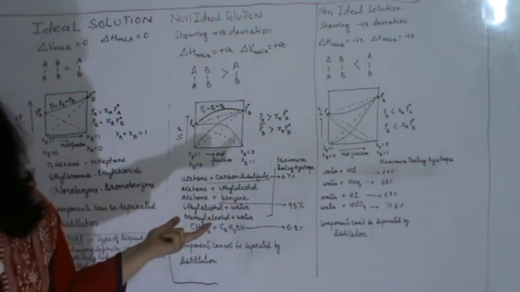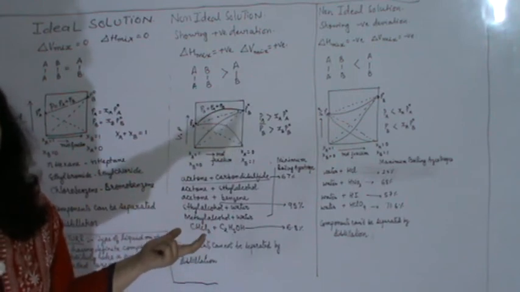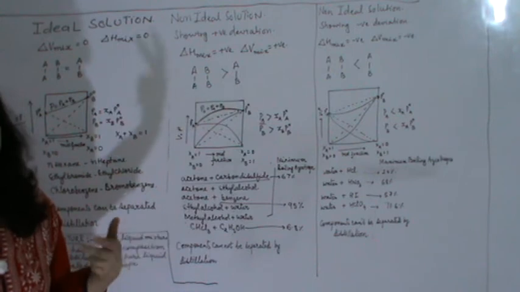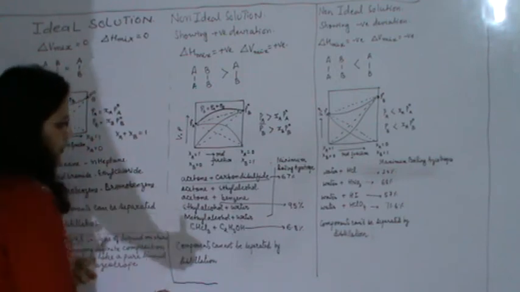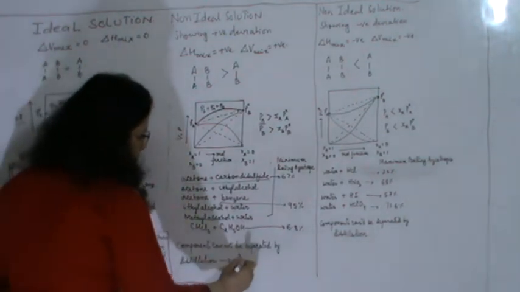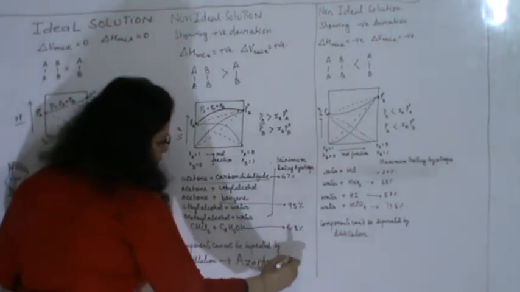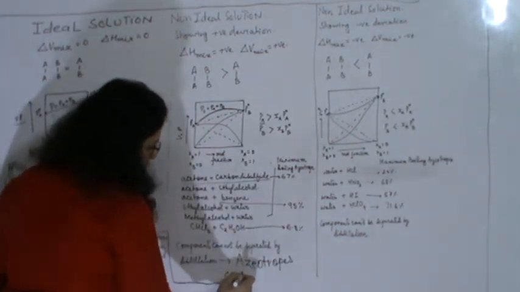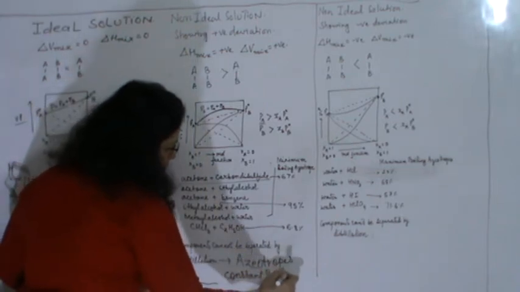Constant boiling mixture means the mixture which boils off at a constant composition just like a pure liquid. Such mixtures are called azeotropes, or they are called constant boiling mixtures.